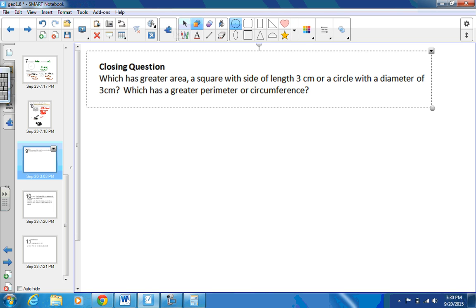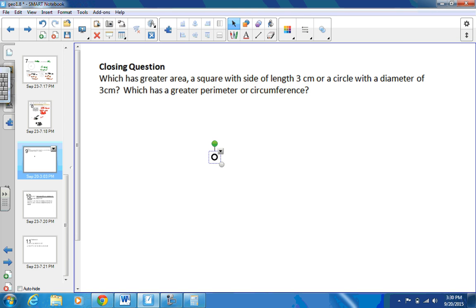It looks like we have one closing question that I'd like to take a look at. It says, which has greater area? A square with side length of 3 centimeters, or a circle with diameter of 3 centimeters. I don't know which one has a greater perimeter or circumference as well. So you gotta know what is what.